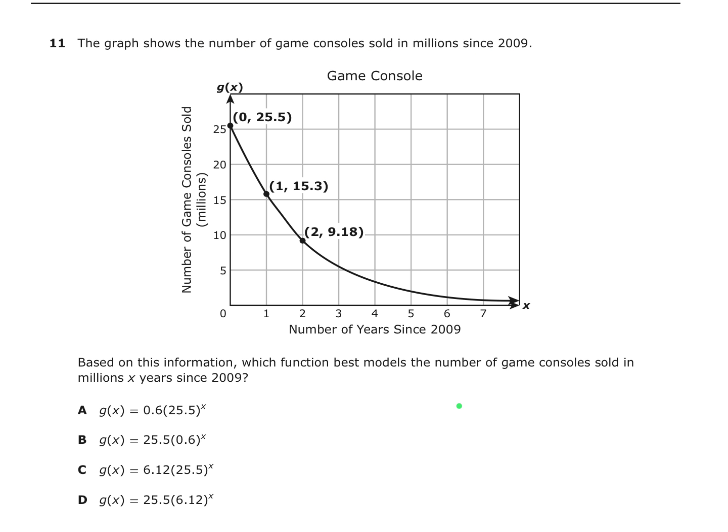Okay, number 11. You have an exponential function, and the graph shows the number of game consoles sold in millions since 2009.